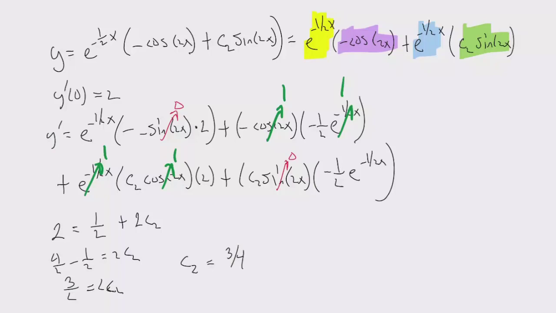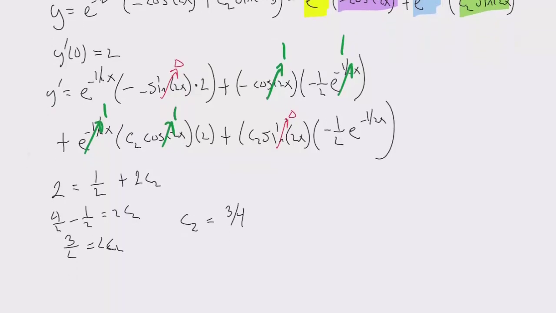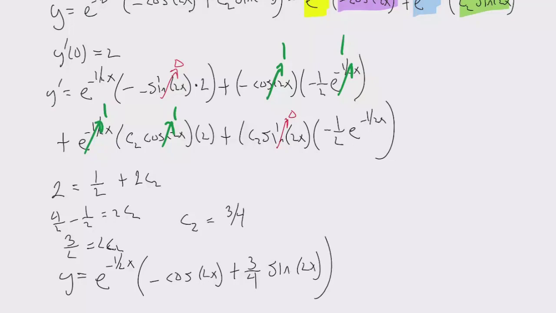All right, so let's try to put this together in our complete equation here. A little more space. Okay, so we got y is equal to e to the negative 1/2 x, times negative cosine 2x plus 3/4 sine of 2x. Yay.